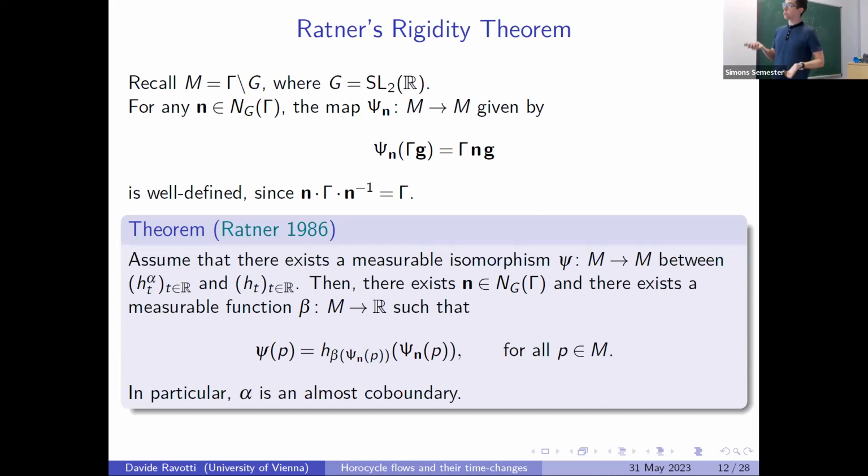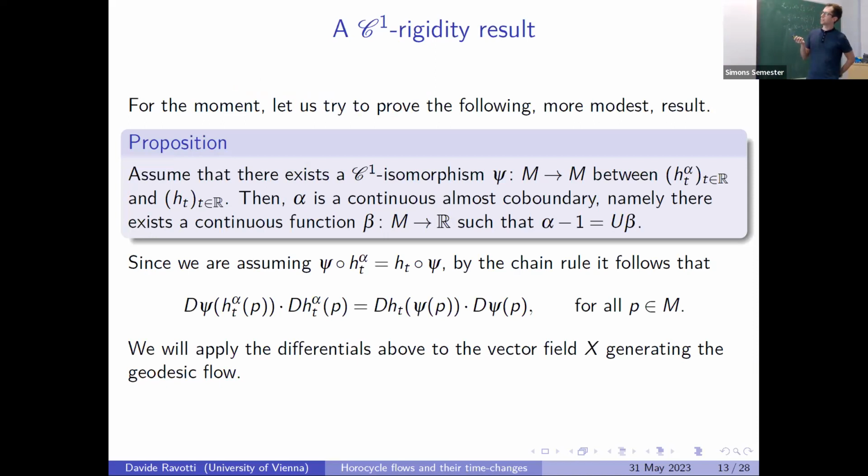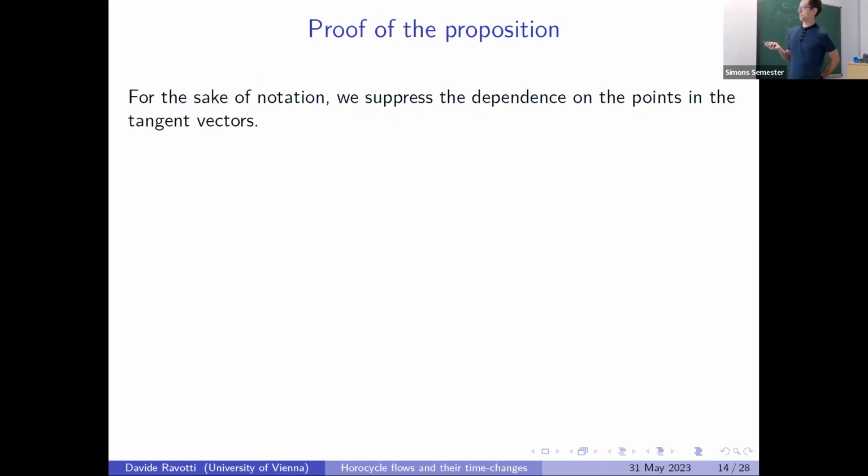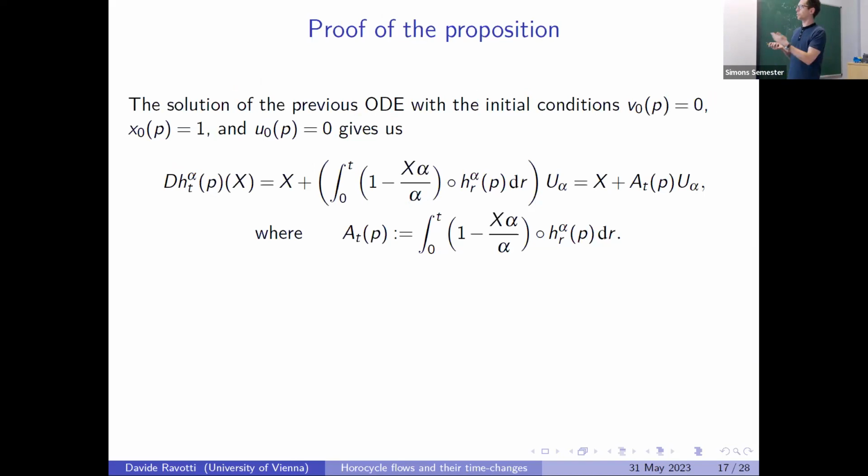So we proved at least a partial converse, right? Assuming a C1 isomorphism tells you that alpha has to be a continuous almost coboundary. And you can actually prove a bit better. The proof consists of some long computations, but the key idea was to compare the shear of points in the geodesic direction for the unperturbed flow and for the time change flow. The conjugacy tells me that the comparison between these two shears has to be bounded. They have to be pretty much the same, and therefore I get a strong conclusion on the function that induces the time change.